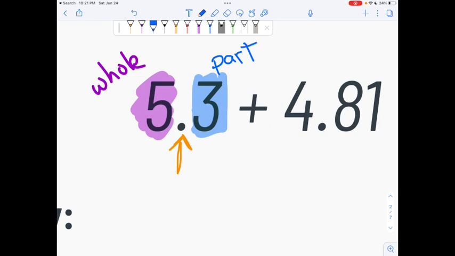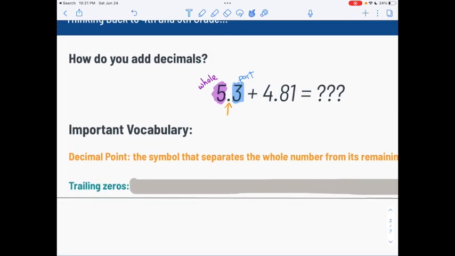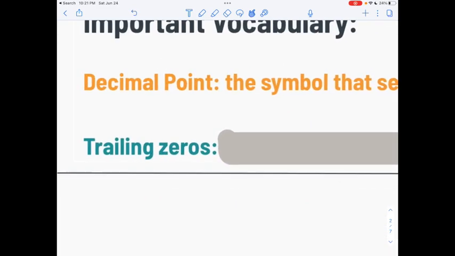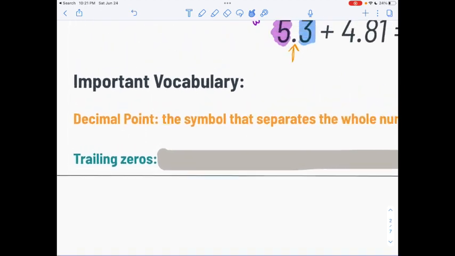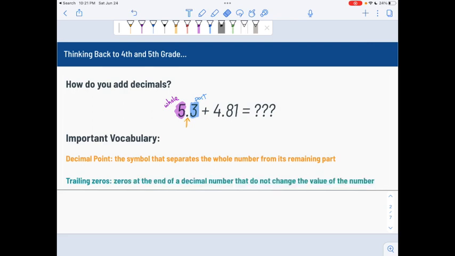Sometimes it's called the fractional part, but I like just calling it the part. The purpose of the decimal point is to separate the whole from the part, or the wholes from the part. The next thing I want to look at is trailing zeros. So what are trailing zeros? You definitely use these in 4th and 5th grade. I'm not sure if your teacher called them trailing zeros, but they're zeros at the end of a decimal number that do not change the value of the number.